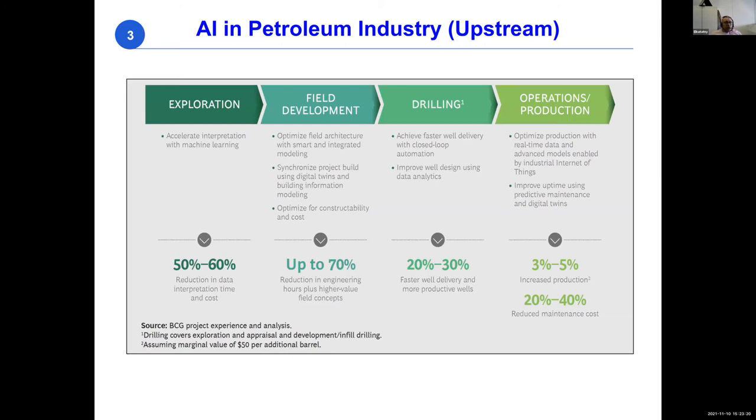From one published reference, they mentioned that the application of machine learning in exploration will provide 50 to 60% reduction in data interpretation time and cost, which means a reduction in the time and effort required. For field development, up to 70% reduction in engineering hours plus higher value for field concepts. In drilling operation, AI will help in 20 to 30% faster well delivery and more production for the well. In general, for operation production, it's a 3 to 5% increase in production. At the same time, almost 40% reduction in maintenance cost.